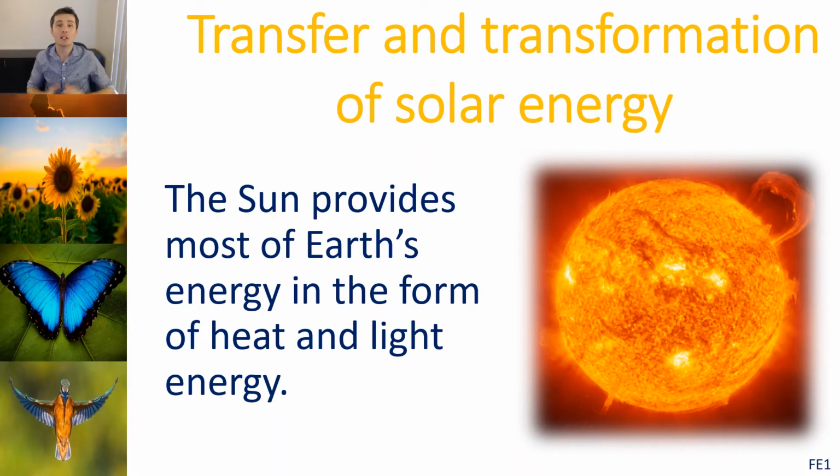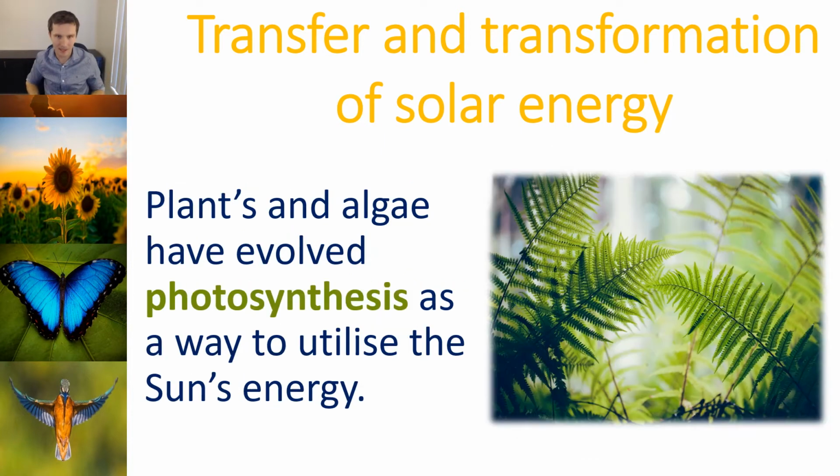Let's get into it. So the sun provides most of Earth's energy in the form of heat and light. And that is where this whole idea of energy begins. When we look at these photosynthetic organisms, it starts with the sun. So plants and algae have evolved photosynthesis. Now you know that photosynthesis occurs in chloroplasts from year 11, and it utilizes the sun's energy to convert to chemical energy. So plants will utilize the sun and be able to convert that to a form which they can later use for their own energy, called cellular respiration.